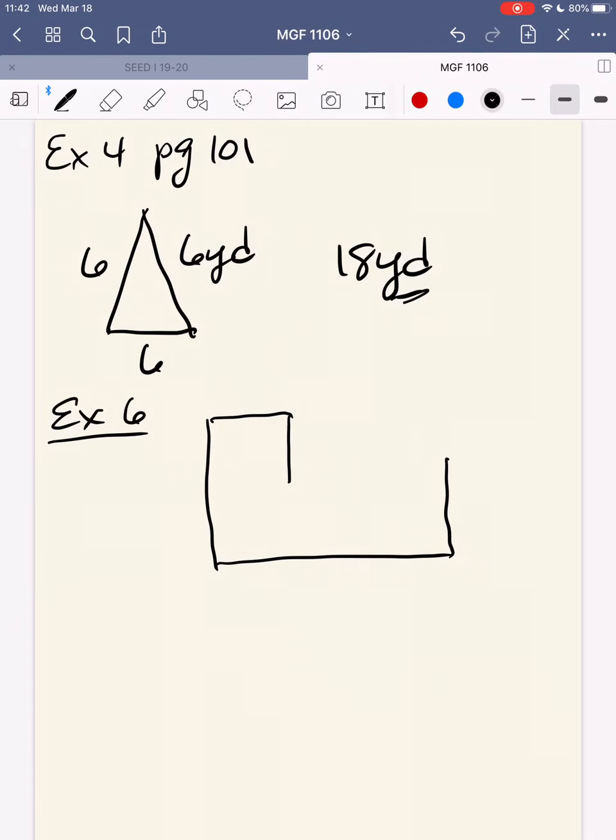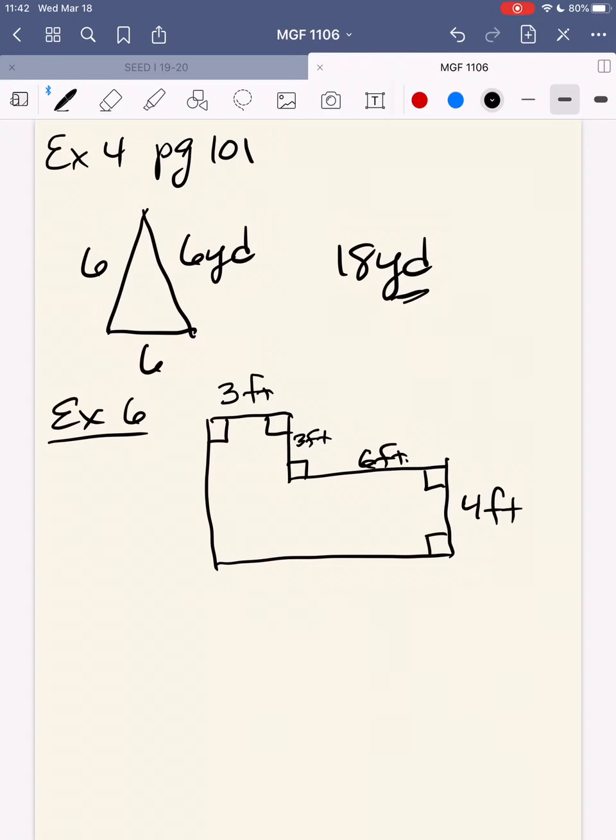Trying to draw this as best I can. Okay, and I'm given some of the sides. So I'm given 3 feet here, 3 feet here, 6 feet here, 4 feet here, and I'm given that all these corners here are right angles. Okay, which means a couple things. I need to find the missing sides here.